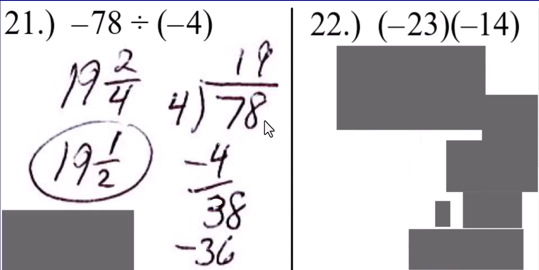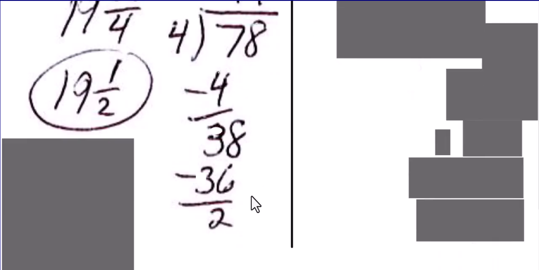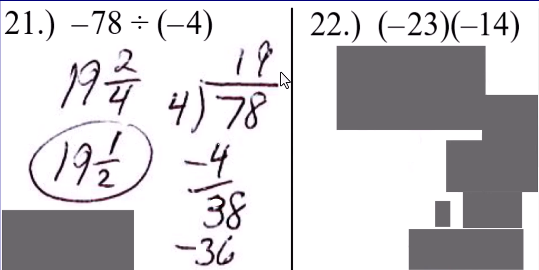By the way, we could have put a decimal point in as 0 and brought it down, and then 4 would have gone into 20 5 times. We would have had 19.5, which is the same thing as 19 and 1/2. Both answers would be acceptable.